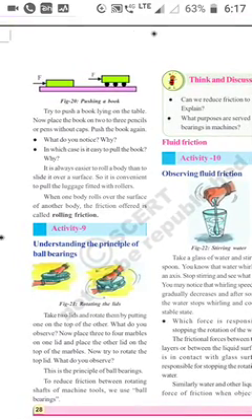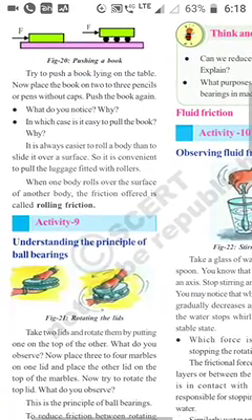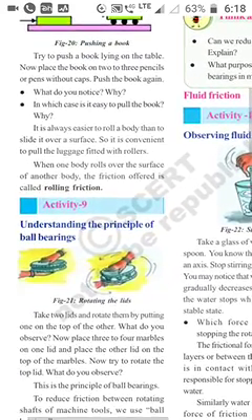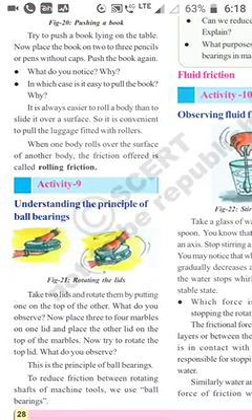Here, try to push a book lying on the table. Now place the book onto three pencils or pens without caps. Push the book again. What do you notice? In which case is it easy to push the book? Why? So here you have to observe. First, push the book lying on the table. This is the normal activity. Keep the book on the table and push it with your hands. You feel it is very difficult to push that book.